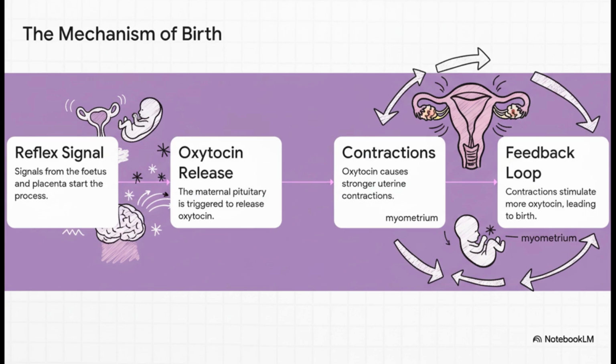This reflex then sends a message to the mother's pituitary gland, telling it to release the hormone oxytocin. Oxytocin is the key player here. It acts on the uterine muscle, the myometrium, and makes the contractions much stronger. And this is where it gets interesting. This creates a powerful positive feedback loop. The stronger contractions stimulate the release of more oxytocin, which leads to even stronger contractions, and this cycle just keeps amplifying itself until the baby is delivered.